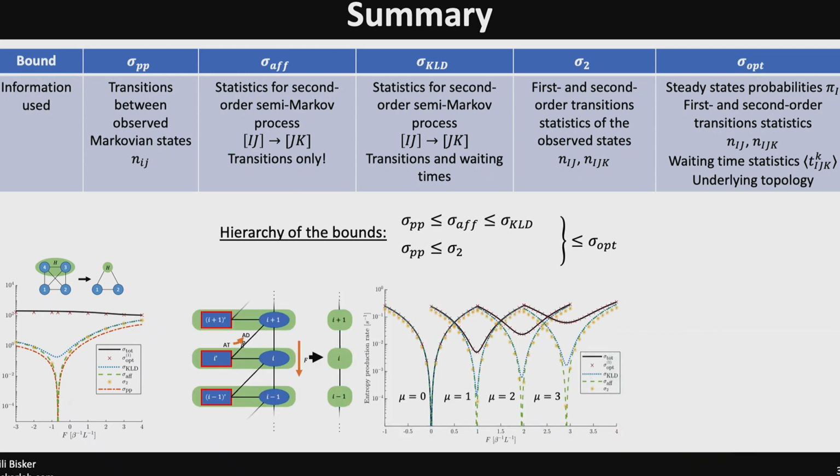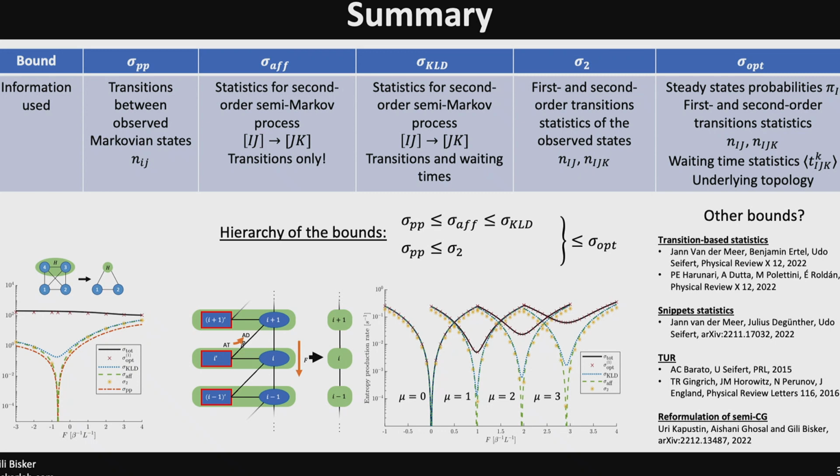And just as a perspective, it would be very interesting to put this in a larger perspective and compare it to other bounds that were suggested. So for example, there are bounds that consider transition-based statistics instead of states. These works were suggested by Udo Seifert's group and Edgar Roldan's group. There's also snippets statistics that combined observed states and observed transitions. There's also the TUR, of course. And there is another bound that we have proposed. We call it reformulation of the semi-coarse grain data, which uses a different information.